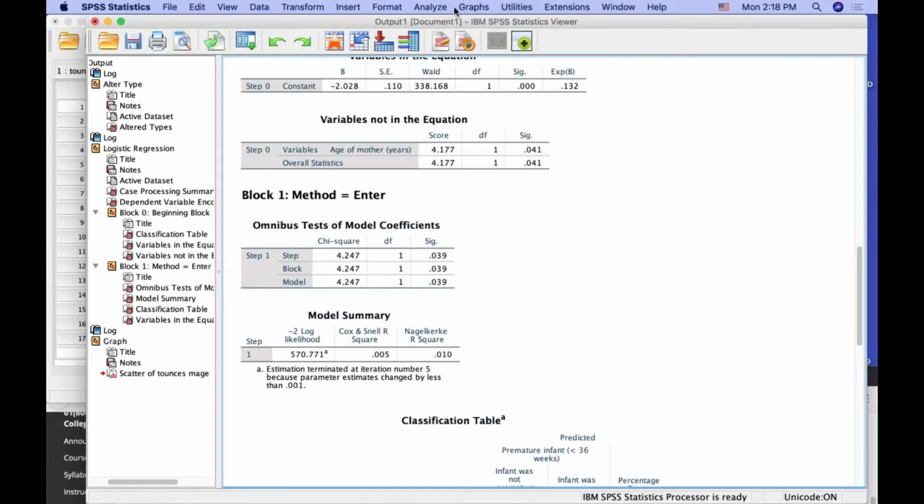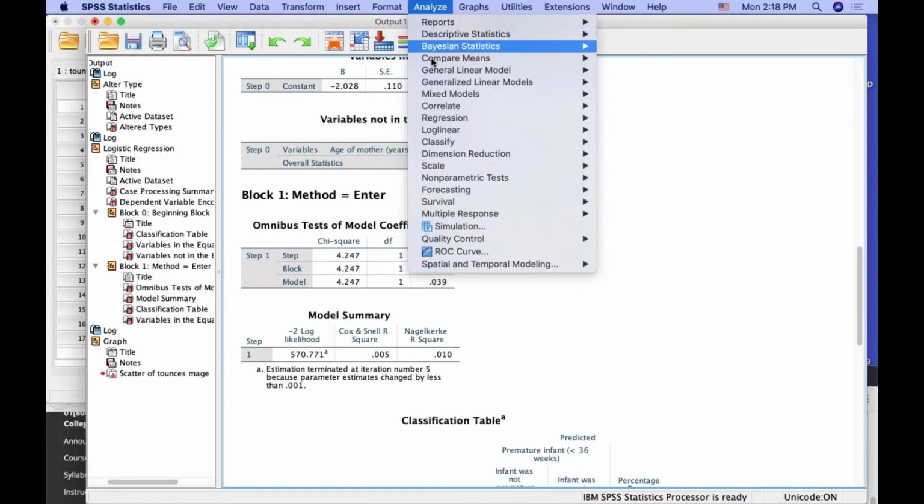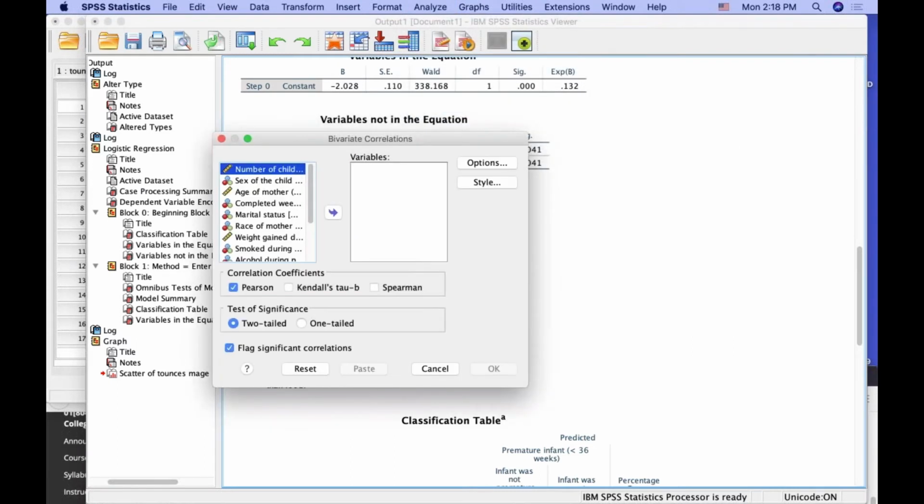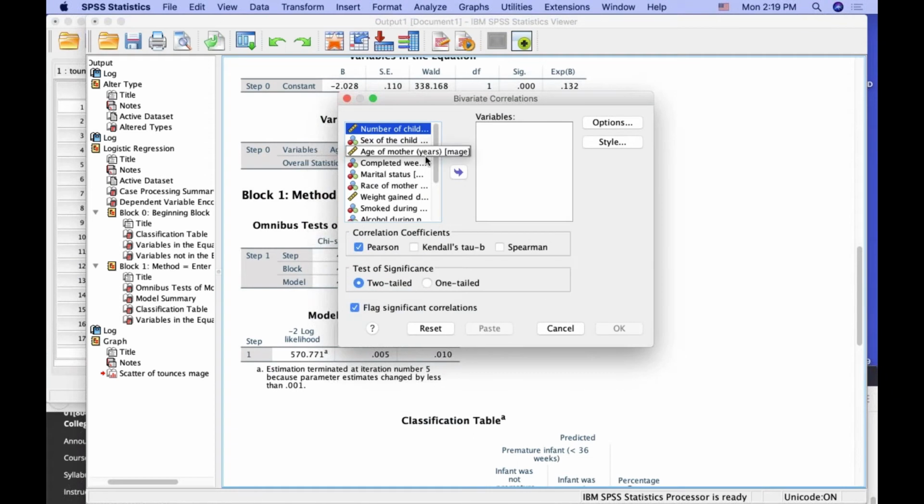So let's analyze this. Analyze, and we have a function called correlate. I'm going to go over to bivariate because we have two variables that we're working with. We're assuming that this relationship is linear, so that's why we're calling it linear correlation. And we're going to move the two variables in. Now, remember I told you that for correlation, we're not assuming that there's any causality in here. We don't care which one is the dependent or independent variable, or if there even is one. We don't care if one variable is actually causing something, or it just happens to be associated in some way through some other reason. So I'm going to move the age of the mother in there.